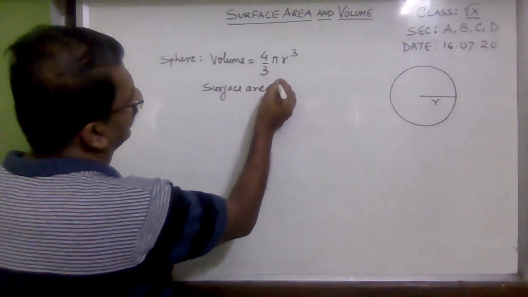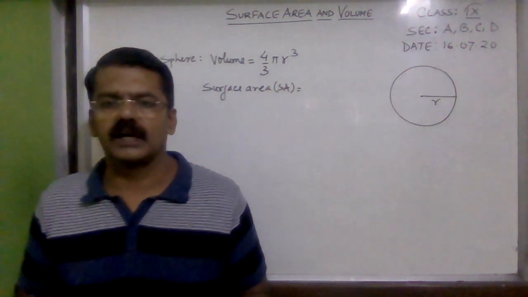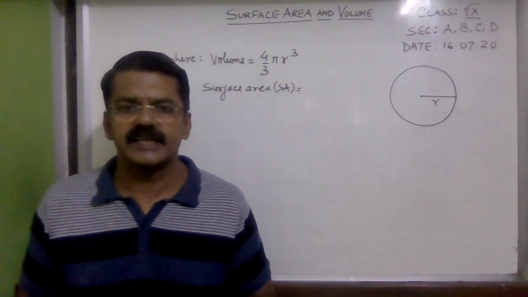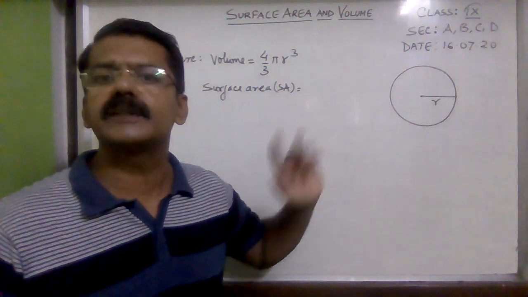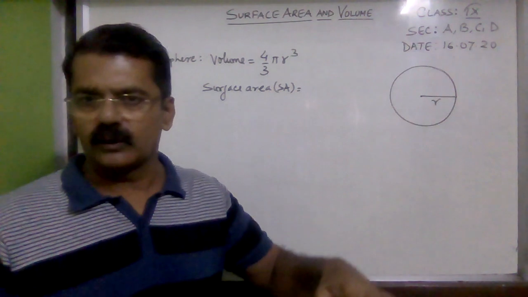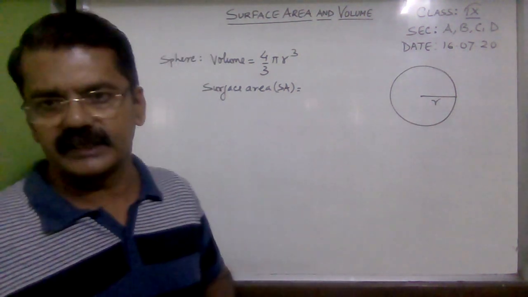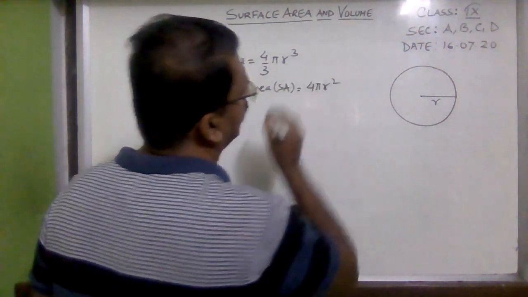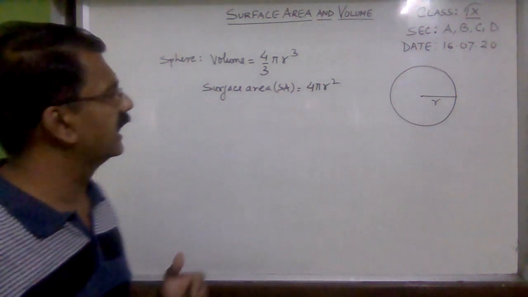The surface area. Now in cylinder or in cone, we have studied curved surface area and total surface area separately, but here there is only the surface area, because the entire surface is curved. No flat surface is there, so there is no point of curved surface area and total surface area. The entire surface is curved, so we call it surface area. And the formula for surface area of a sphere is 4 pi r square.